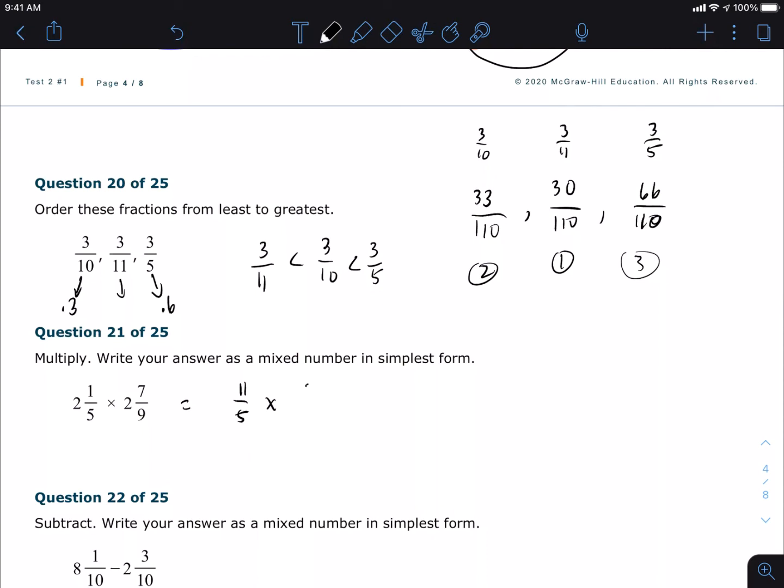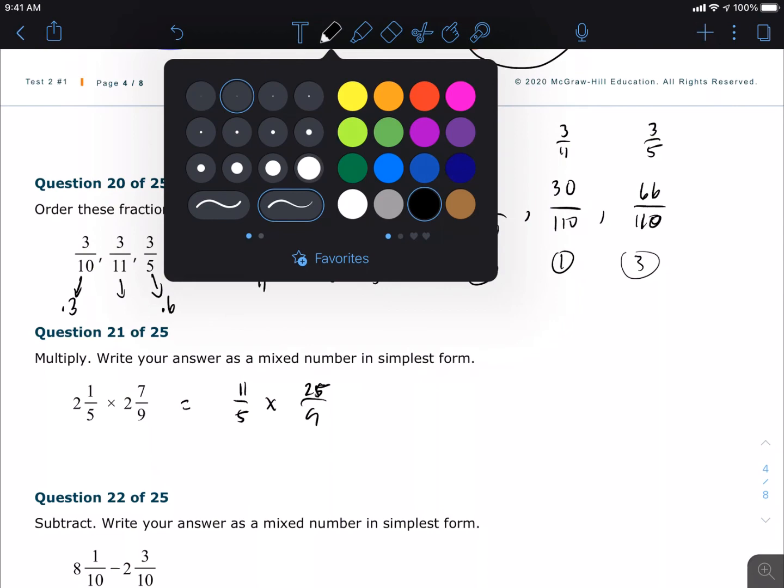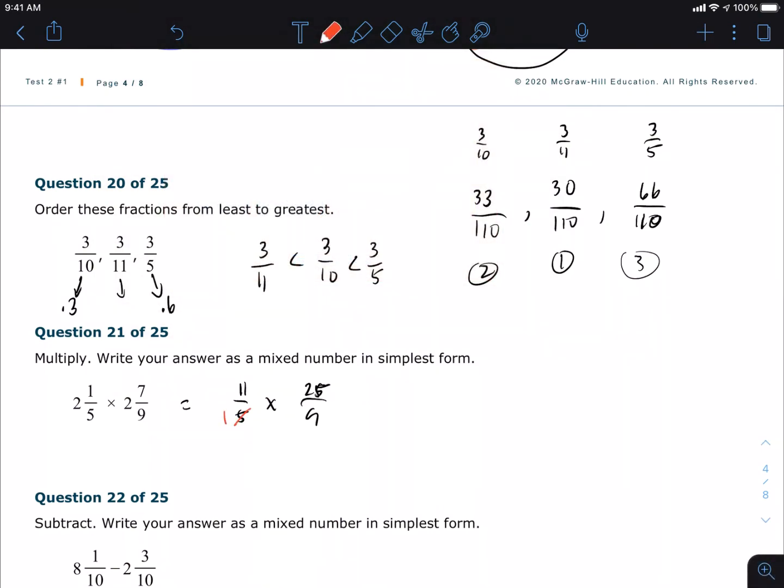18 plus 7 is 25 over 9. And then what we can do is multiply straight across, unless we can simplify. And we're fortunate we can. This will become a 1. This will become a 5. And we can see we're going to get 55 over 9.